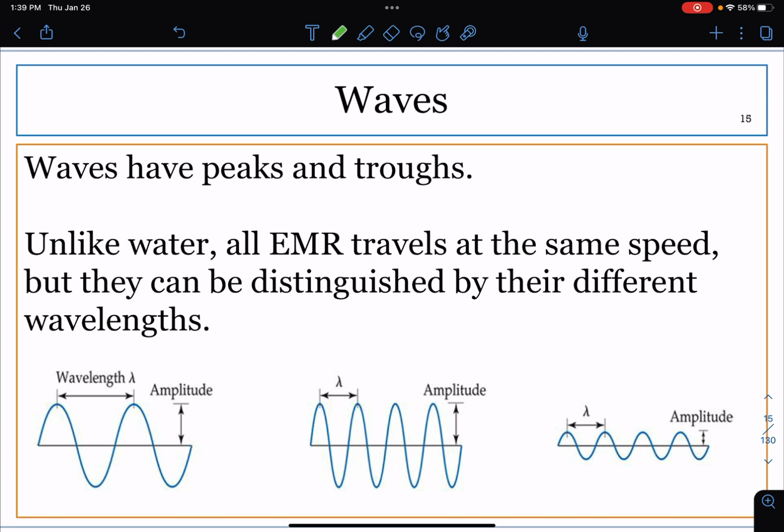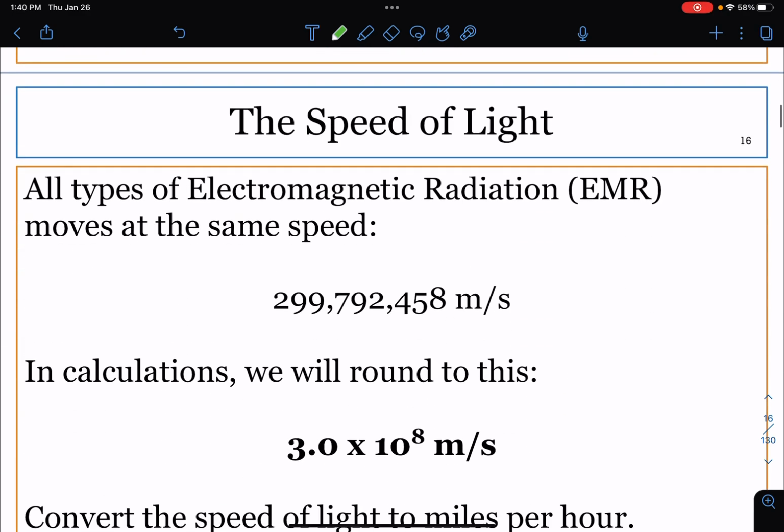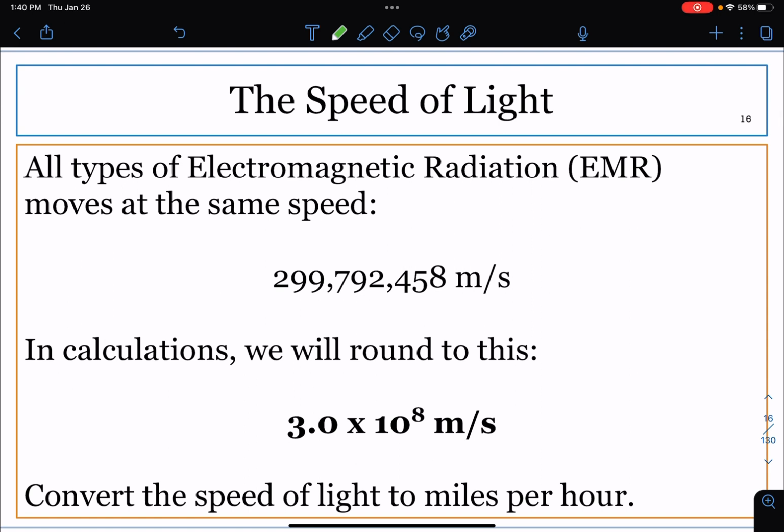Unlike water waves, which can travel at different speeds, electromagnetic waves all travel at the same speed, no matter the type of electromagnetic radiation we are looking at. This speed is called the speed of light. Here is the unrounded number calculated with 9 significant figures. However, in our calculations, we will just be using 3 times 10 to the 8 meters per second. The seconds in the denominator mean for every 1 second, the wave travels 3 times 10 to the 8 meters.